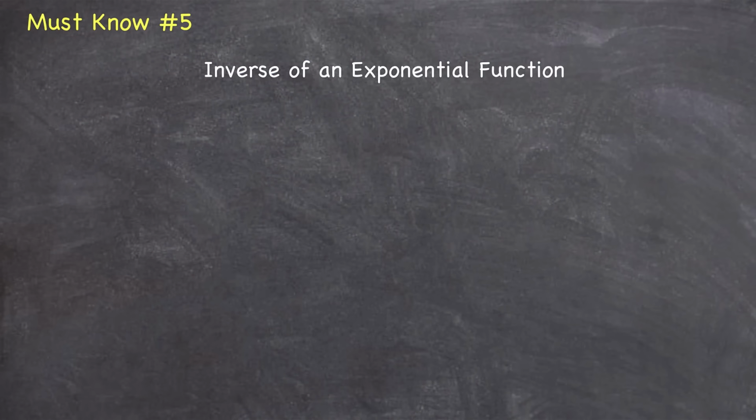Must know number 5, inverse of an exponential function. Let's say we have the exponential function f of x equals b to the power of x. Then the opposite of that function, which mathematically we call the inverse, has a notation that looks like this, where this -1 that looks like it's in the exponent doesn't actually act like an exponent.